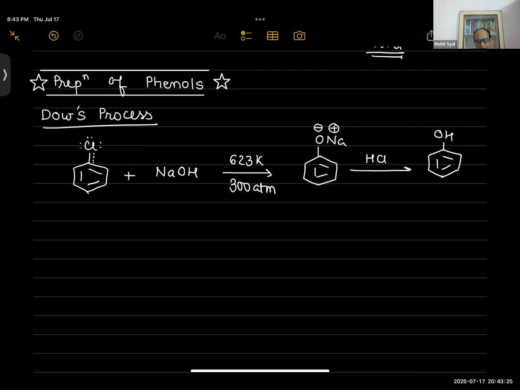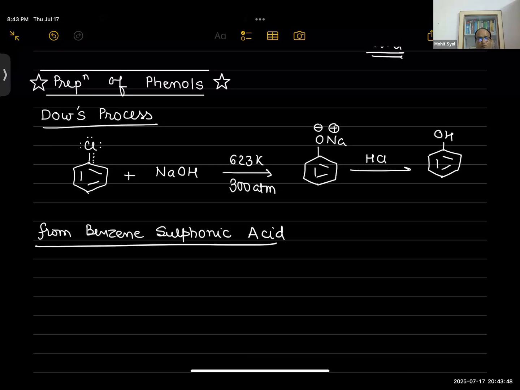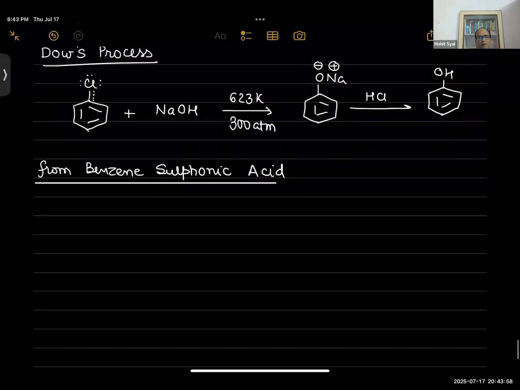Next process is, so Ibrahim, could you read out for me what this process is? From benzene sulfonic acid. What's the formula for benzene sulfonic acid?